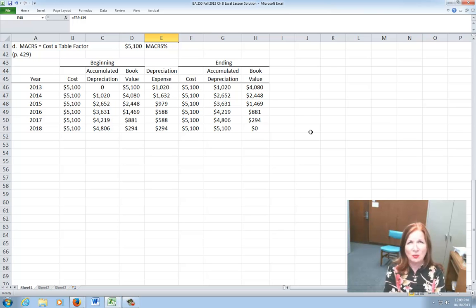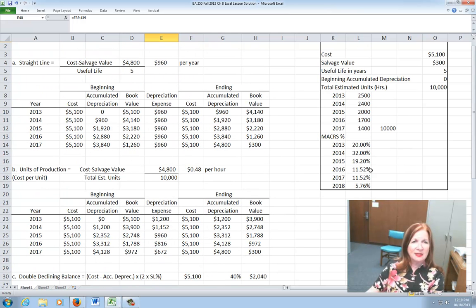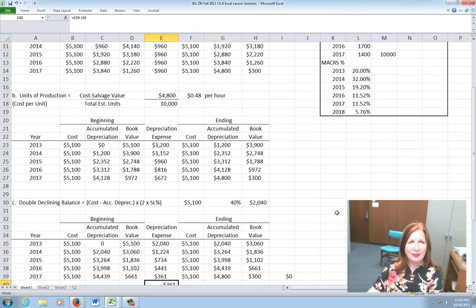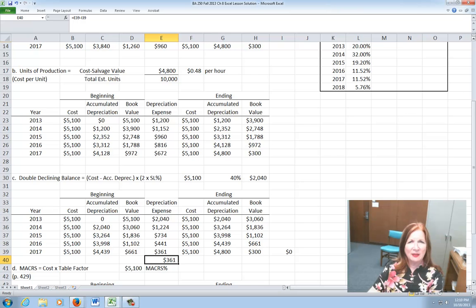Now, the third method that I'm showing you here is the MACRS method, and the MACRS method comes from the Internal Revenue Code. The Internal Revenue Code sets up how companies can depreciate quickly, how they can do an accelerated depreciation, excuse me. So that's what we're looking at here. This is on page 429 in the textbook, and I went to page 429 and put in all the years.